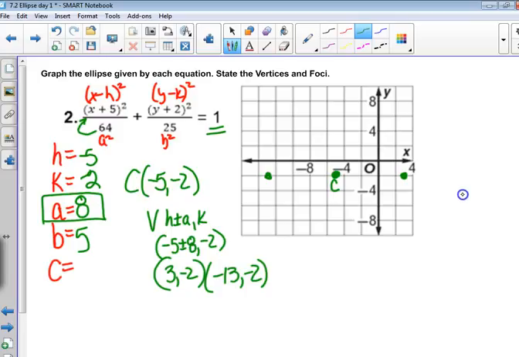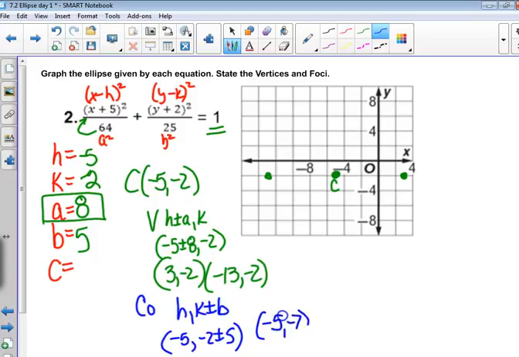Total length of the major axis, anybody? Yes. I went, yes. So I was thinking. Okay, co-vertices. Formula says H comma K plus or minus B. So we get negative 5 comma negative 2 plus or minus 5, which becomes what? Negative 5, negative 7, and negative 5, 3. Okay.